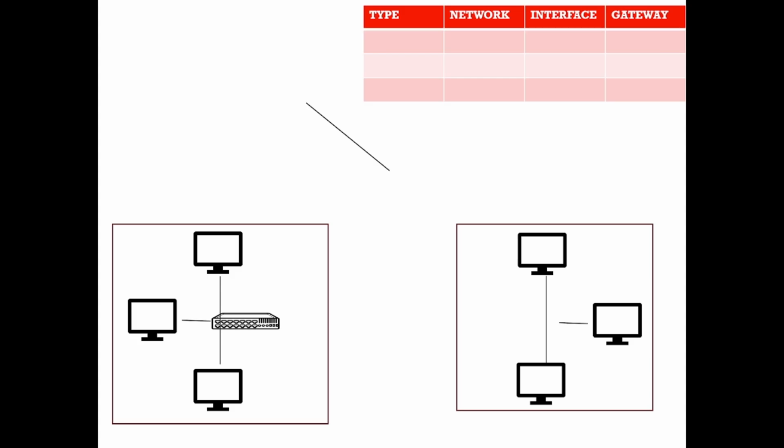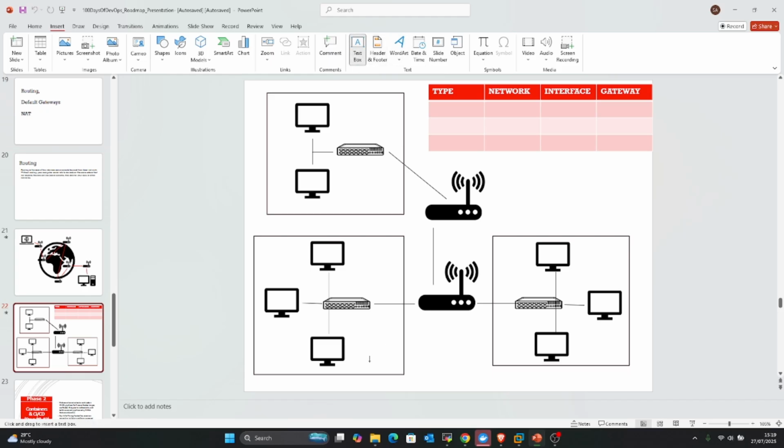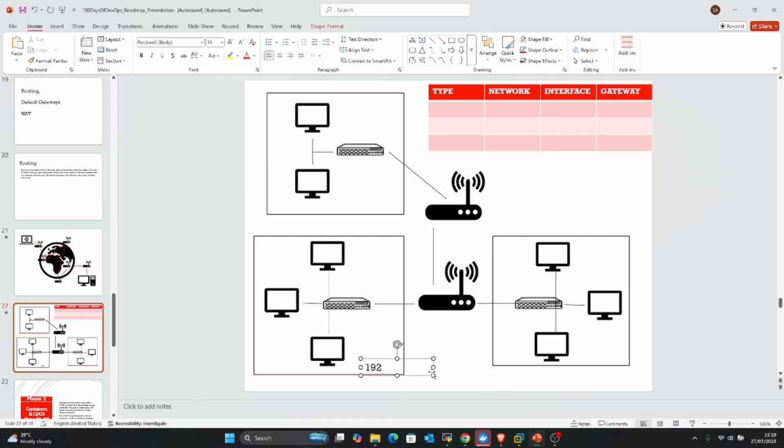So we have this diagram here. Let's assume that the IP address of this network is 192.168.0.0/24.